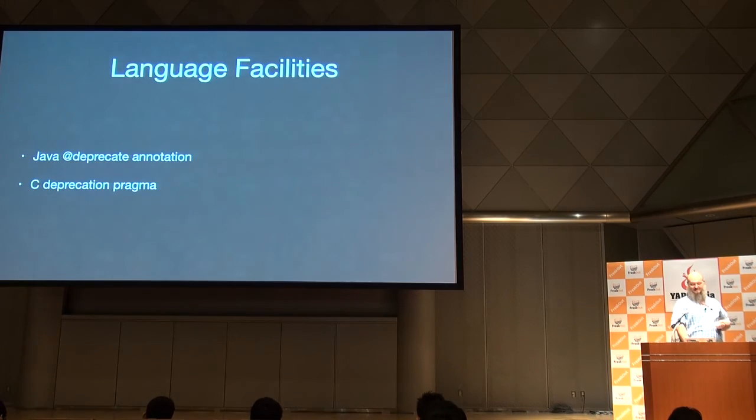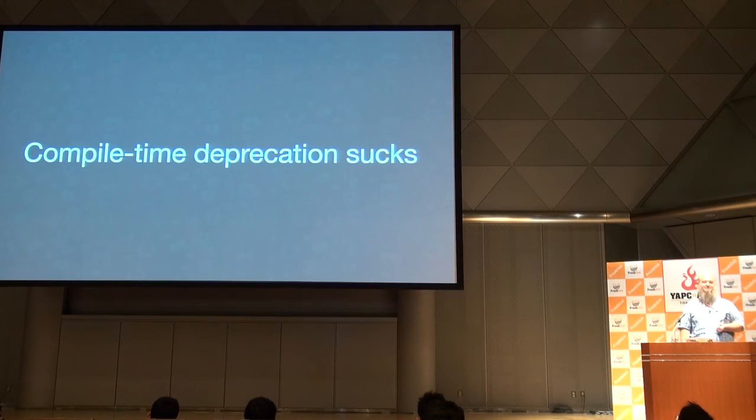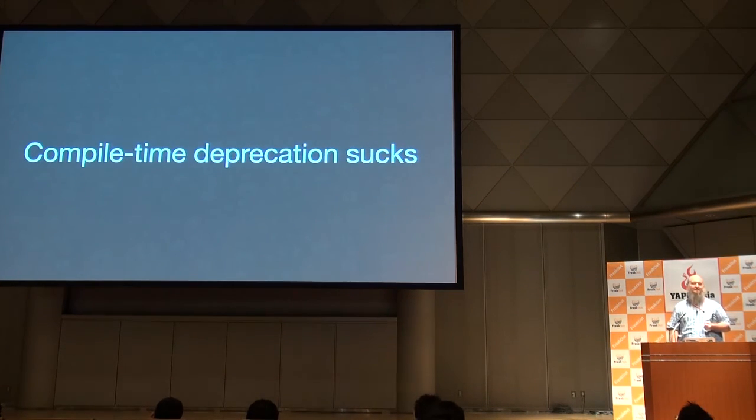C# also has a deprecation attribute. C++14 added a deprecation attribute, which is great. The problem with Java and C#'s deprecation facilities, as we just talked about with Backscatter, is that compile time deprecation sucks. It's not smart enough to know if something is deprecated in every context. You need to know, am I doing something that means this is deprecated? Am I using new code so I should never have ended up in this method? Unfortunately, you can't do that with the normal stuff.